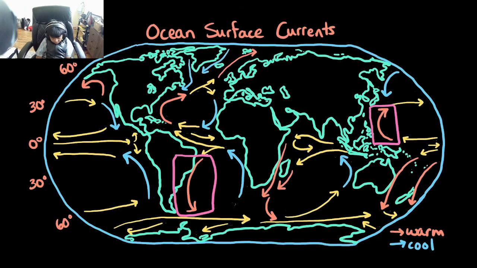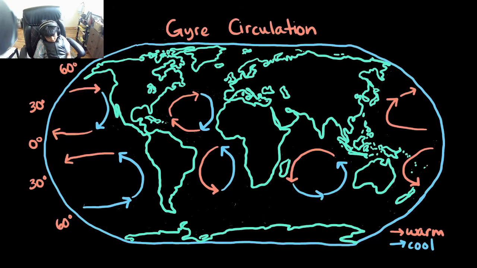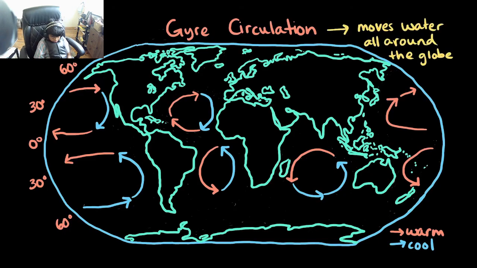Together, as these surface currents of the ocean connect, they form giant rotating systems of ocean currents called gyres. The currents that drive these gyres extend from the surface to about 1 kilometer down into the ocean and help to move water all around the globe. But these gyres aren't just moving water, they're moving heat energy as well.